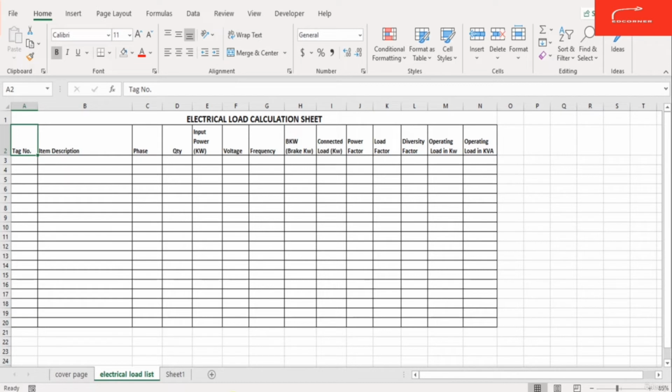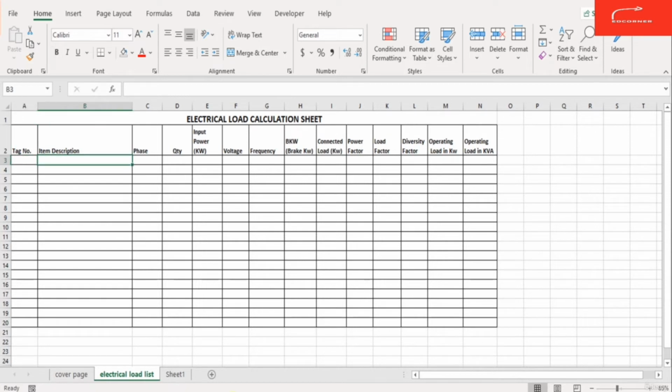We can give a tag number for multiple electrical equipments, like lighting, then Xerox machine, then printer. So different equipments are available in the office, and we need to give a tag number for each and every equipment so that we can identify that equipment when we are providing the electrical layout.